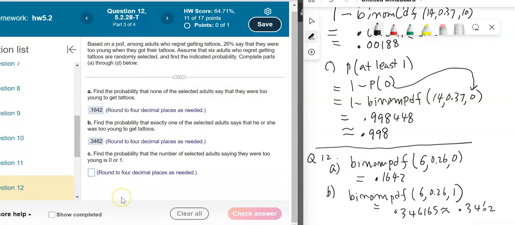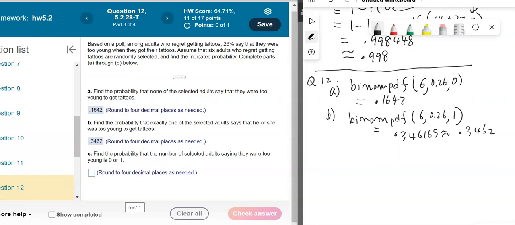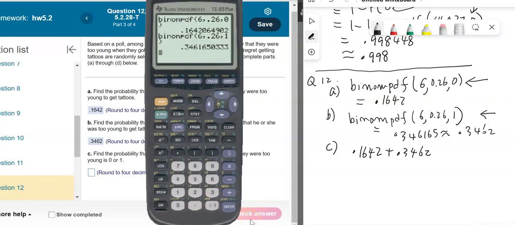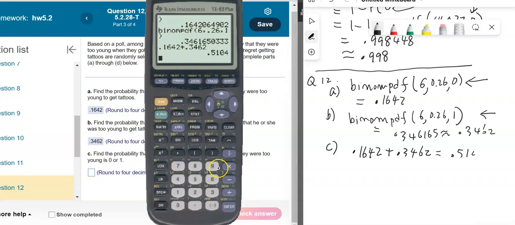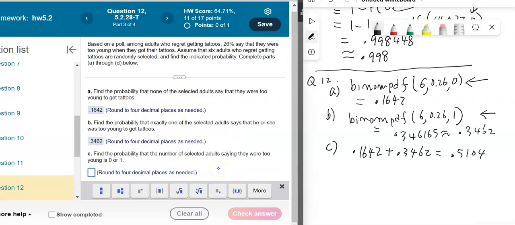Okay. Now find the probability that the number of selected adults saying they were too young is either 0 or 1. So this is 0, I mean, this is 1. So you just have to add 0.1642 plus 0.3462. You get 0.5104. So 0.5104.